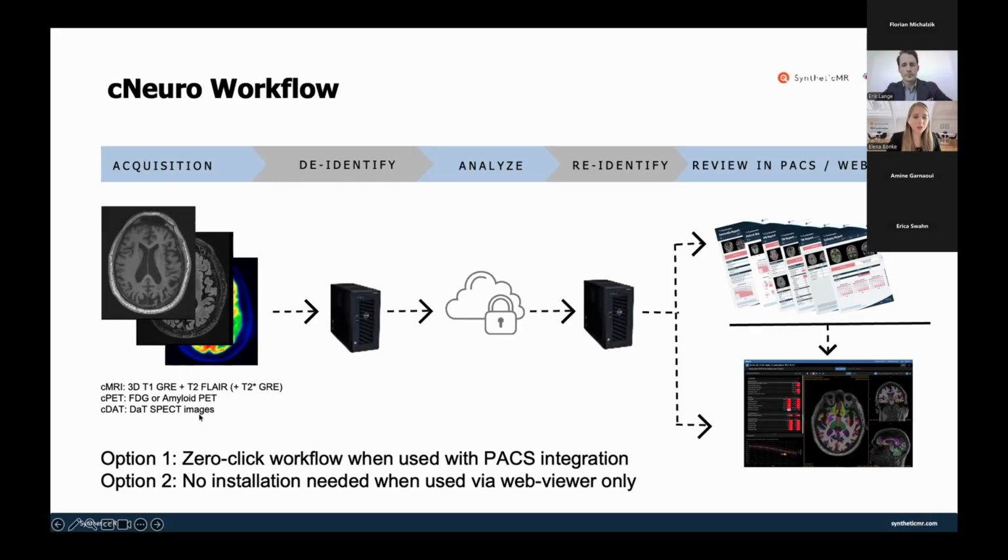In terms of what data you need, for SyMRI, you need a 3D T1 gradient echo image and a T2 FLAIR series, which can be 3D or 2D depending on the application. And of course, as I mentioned before, if you want to use it for ARIA monitoring, then you need a T2 star gradient echo sequence as well. For CPET, you send FDG or amyloid PET series, and for CDAT, you have DAT-SPECT images with the 123 I-ioflupane tracer. So that's the data we can process.